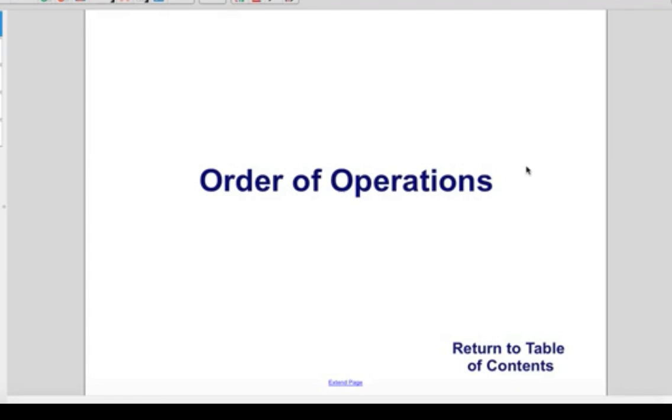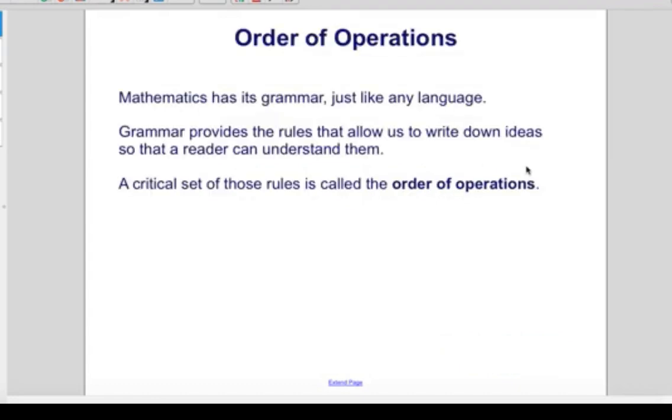Order of operations. Mathematics has its grammar, just like any language. Grammar provides the rules that allow us to write down ideas so that a reader can understand them. A critical set of those rules is called the order of operations.